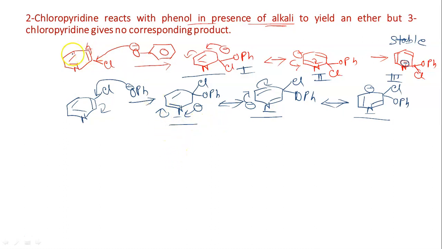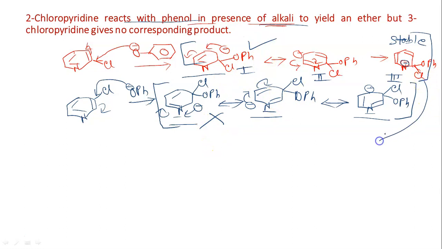So that is the reason that 2-chloropyridine reacts with phenol in presence of alkali to yield ether. So this is the stable structure, especially the last intermediate is a very stable structure, but that type of direct negative charge over nitrogen we are not getting in the second case, we are getting it only in the first case.